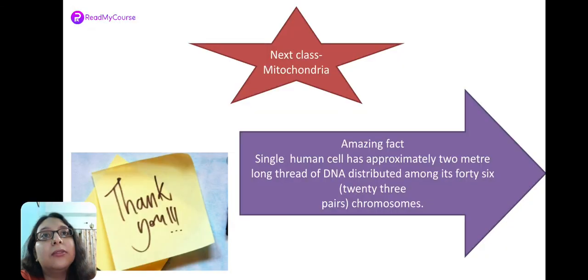Moving on to the last slide. So for the amazing fact for today, just remember that a single human cell has approximately a 2-meter long thread of DNA, which is wound together in such a way that it forms the chromosome. 2-meter long, remember this. And for the next class, we will be studying mitochondria. This mitochondria is again a very important cell organelle in the eukaryotic cell. We will be studying that in details too.